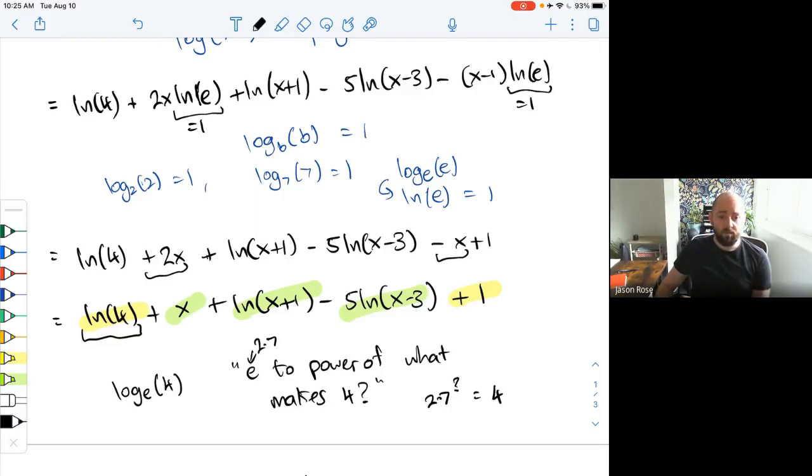And I see natural log of 4 as in the same category as 2 or 5 or 7 or pi. It's a number. I see it as different to the x, the natural log of x plus 1, and the natural log of x minus 3. So it's kind of what category was all I was talking about there. Okay.